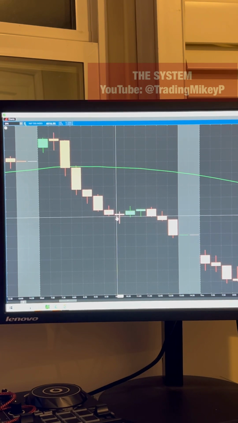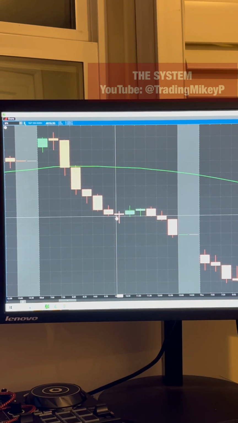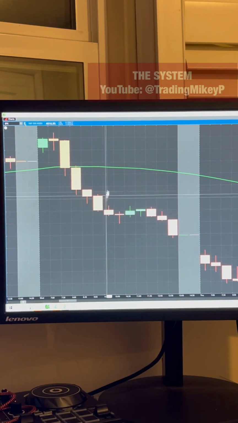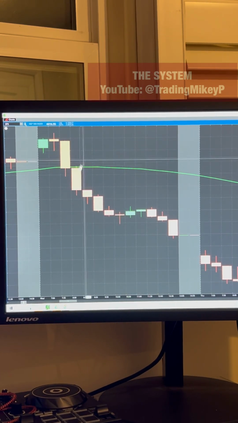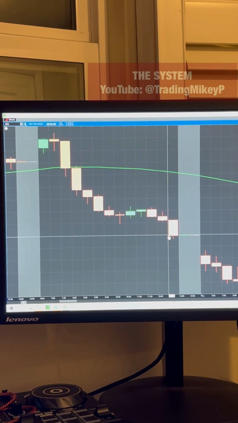If you don't know the difference between puts and calls right now, then you probably shouldn't jump into trading options right away. Want to look into that first, or hit me up and we can talk about that. But below the 50 SMA, the market is going down. The trend is that the market is going down. The bears are in control.